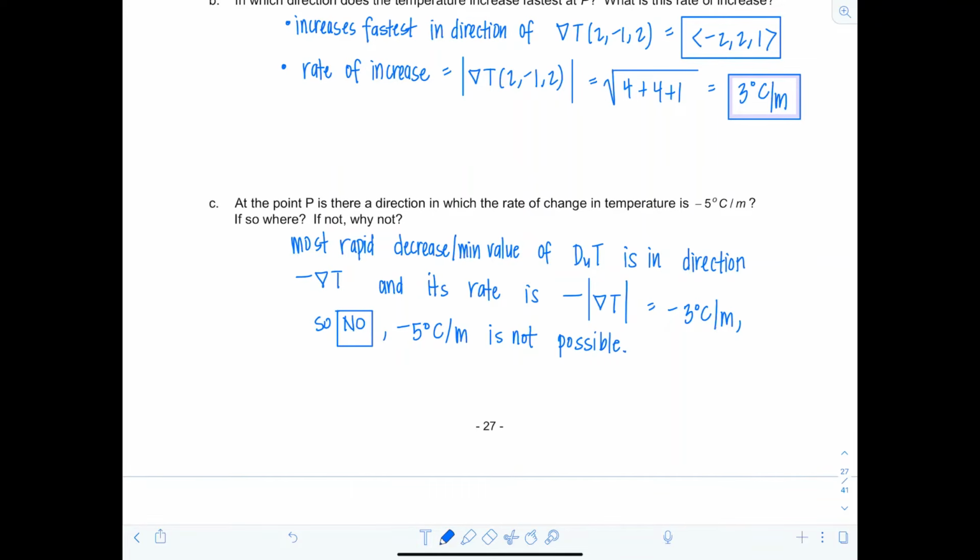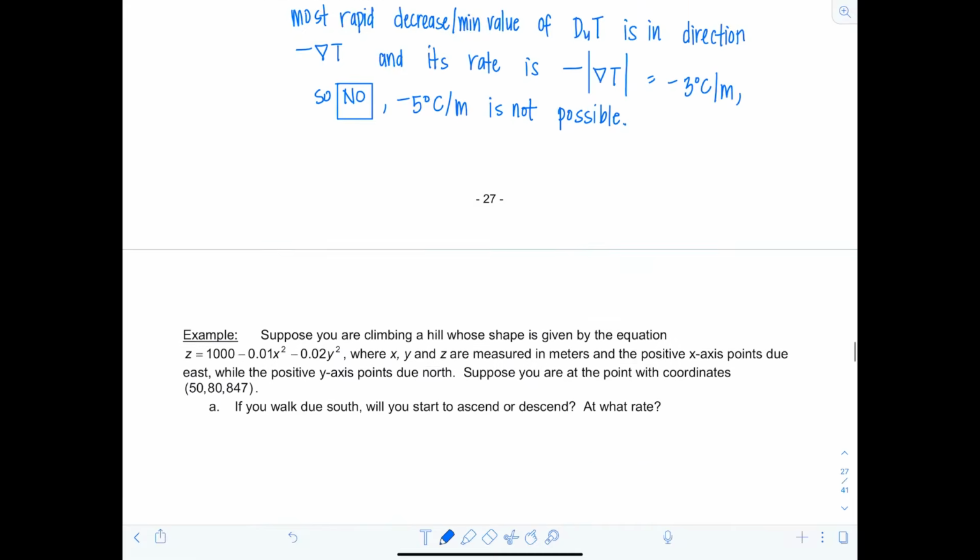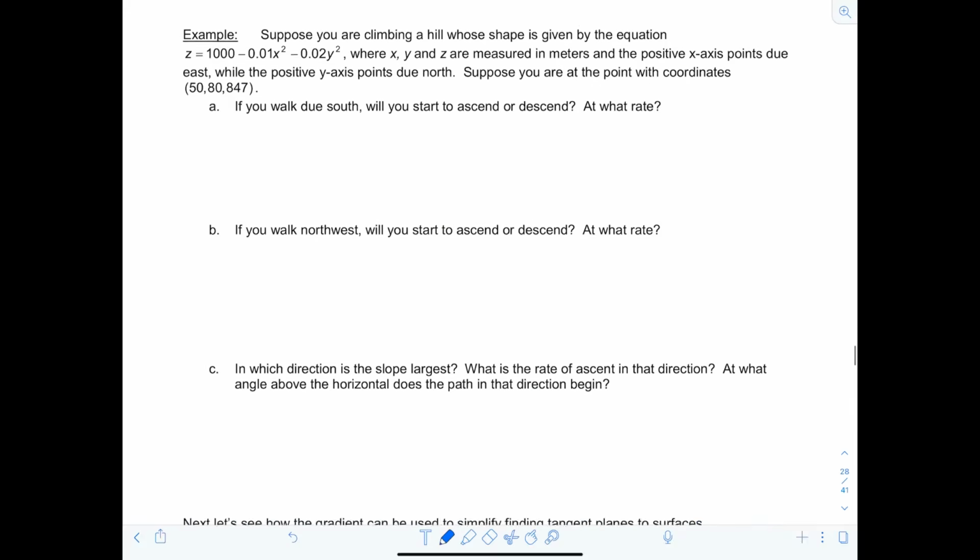All right, make sure you have those concepts under control, because the terminology can sometimes be confusing, even though the idea really isn't. All right, moving on to another interesting example.